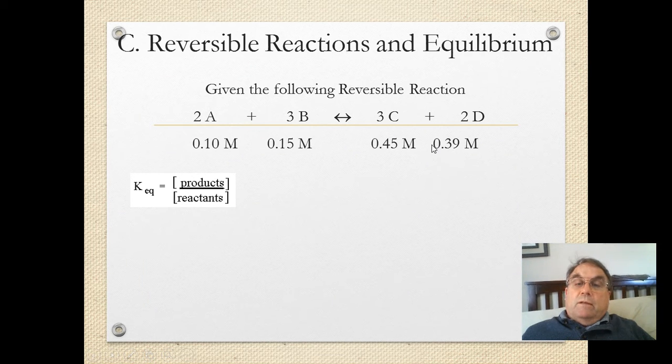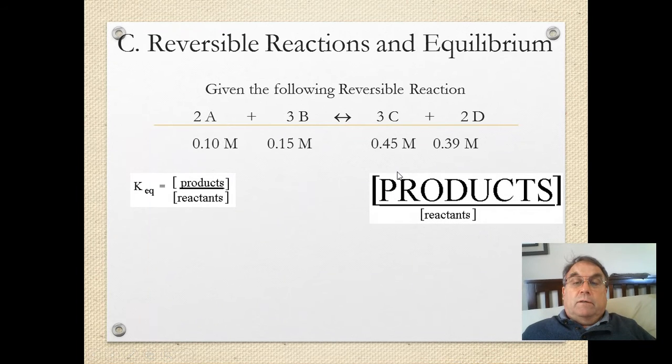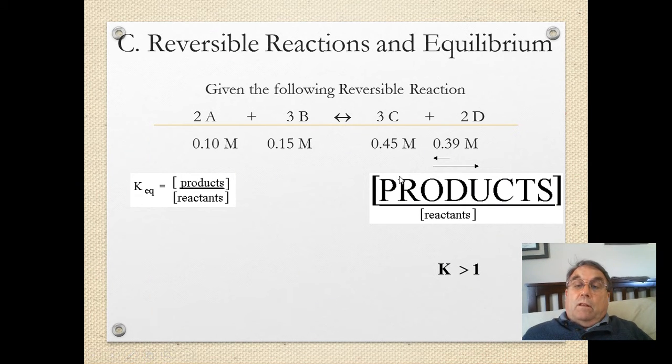But what do we do to them? Do we add them up? Do we multiply them? Well, as it turns out, I'm getting ahead of myself. So this is a kind of a visualization that if there's more products than reactants, then the numerator is greater than the denominator. So the value of the equilibrium constant is going to be greater than 1. If it's a lot more product than reactant, then the value of K is going to go up. So the higher the K value, the more it favors the products.